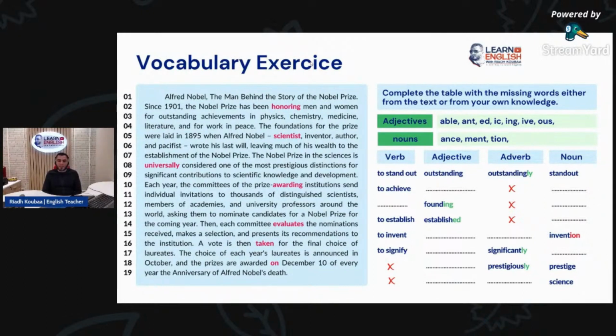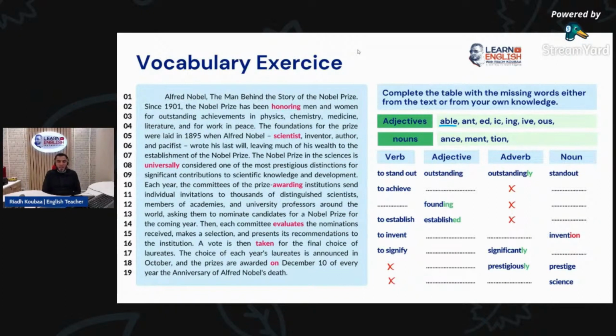We will do a vocabulary exercise. We will complete the table with the missing words, either from the text or from your own knowledge. As you can see, we have 4 columns: verbs, adjectives, adverbs, and nouns. When we form adjectives, we will use these suffixes: able, ent, ic, ing, if, and ous. But if you are going to form a noun, we will either add ance, ment, or tion. So all of these are suffixes. So the first one is to stand out. The adjective, as we said, is outstanding, which means amazing, extraordinary, something that is great. The adverb is greatly, and the noun is standout.